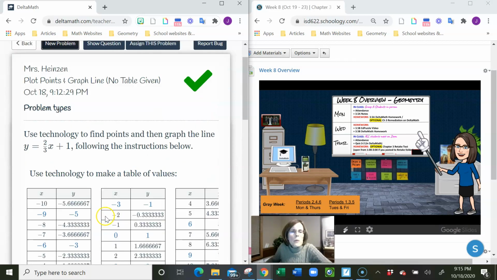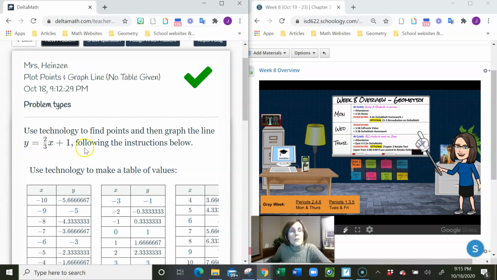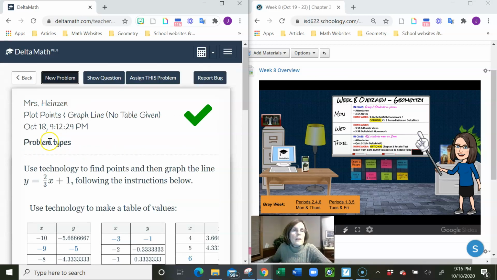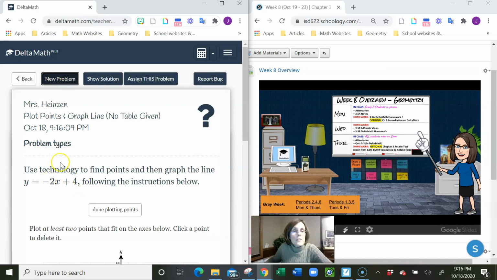And they'll show me what some of the values are if you used a table, and I will show you on the next problem how you actually can find a table using technology. But if you have an equation that's in slope-intercept form, you should be able to plot it just by using the y-intercept and your slope. All right, so let's try another problem. Let's find one. So again, this is one that you should be able to graph yourself.